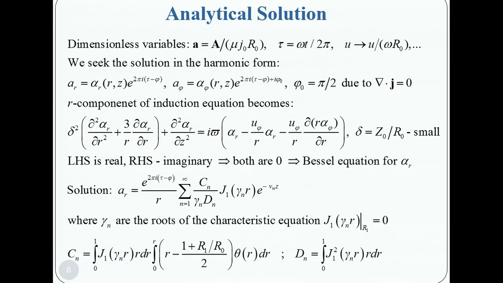Now, first we make non-dimensionalization of the parameters. There is an interesting parameter, which is the non-dimensional frequency. It's the frequency of the AC current multiplied by the characteristic time of magnetic field diffusion over the width of the target. So that's a non-dimensional parameter, which is quite important.